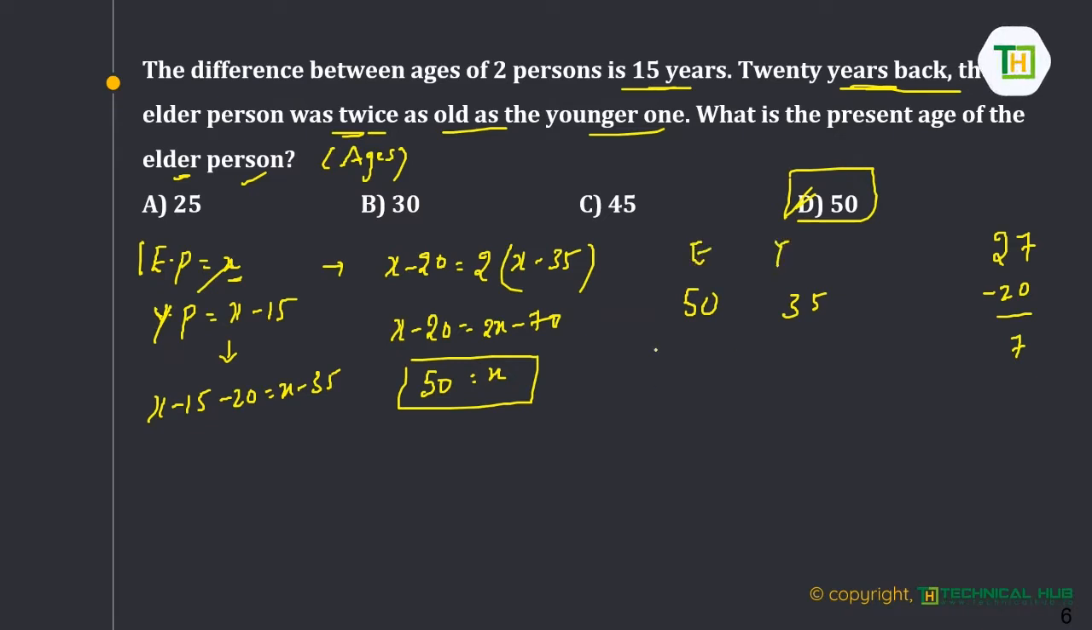And 20 years back, what are the ages of both the persons? So 30 and 15. So what is the condition given? The elder one is 2 times the younger one, or not? Yes. So the answer for this question is option D. So like that, you can solve this type of question through option verification also, or else you have to solve the procedure. Instead of checking 4 options, you can do the procedure.